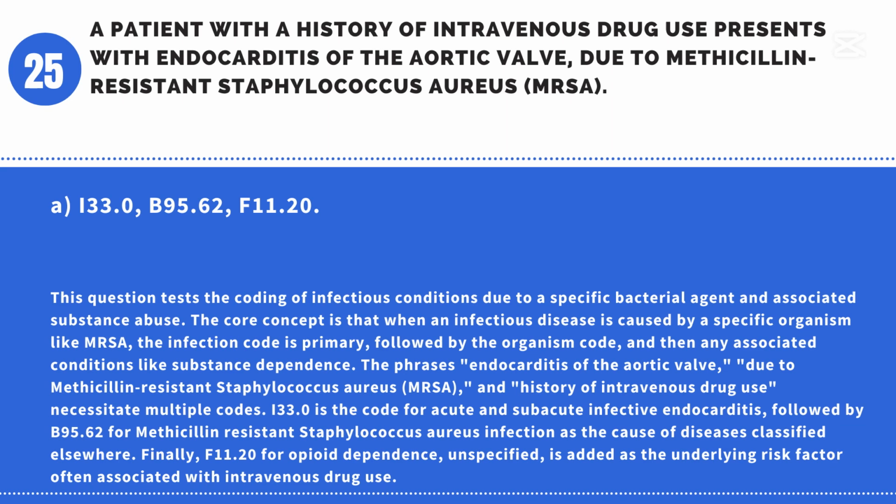I33.0 is the code for acute and subacute infective endocarditis, followed by B95.62 for methicillin-resistant Staphylococcus aureus infection as the cause of diseases classified elsewhere. Finally, F11.20 for opioid dependence, unspecified, is added as the underlying risk factor often associated with intravenous drug use.